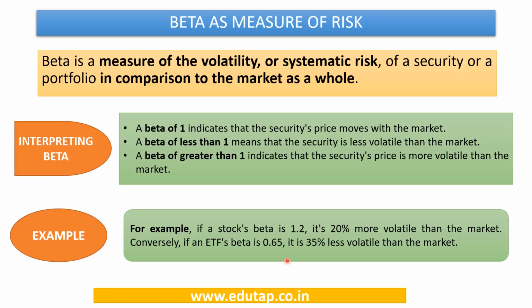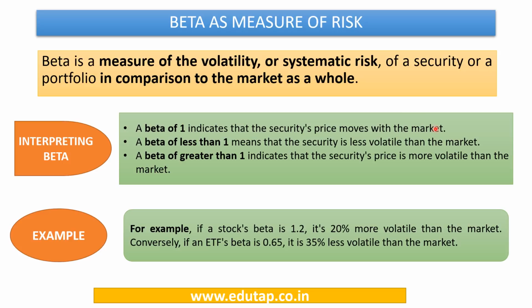Conversely, if a stock's beta or the portfolio's beta is 0.65, it means that stock has 35% less volatility than the market portfolio, than the market as a whole. So this means that particular stock's returns are going to be less affected by the change in the returns in the market. So if you are interested in stocks which are less volatile, you should go for stocks which have lower beta. If the beta of a stock is 1, this indicates that the security's price is moving along with the market.